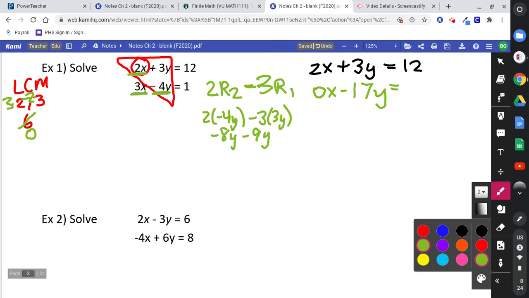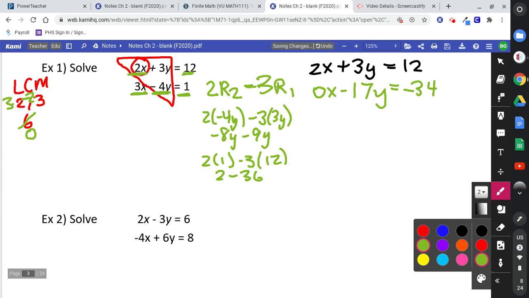Then we apply that same rule to the constant number at the end. 2 of these, so 2 times 1 minus 3 of these 12s. Do as much of that in your head as you're able. 2 minus 36 is negative 34.